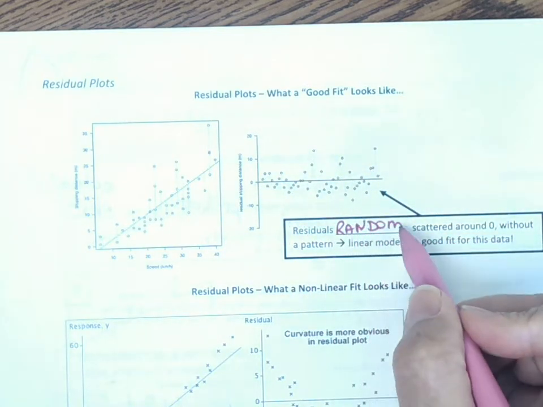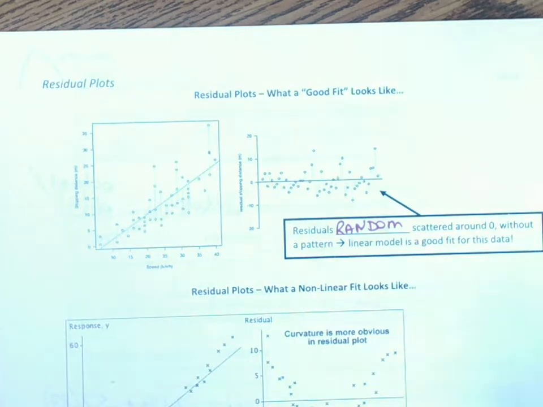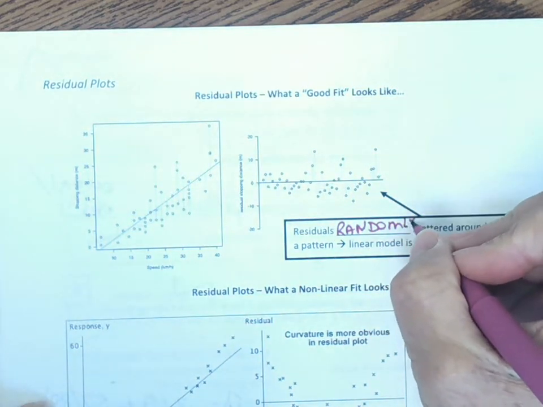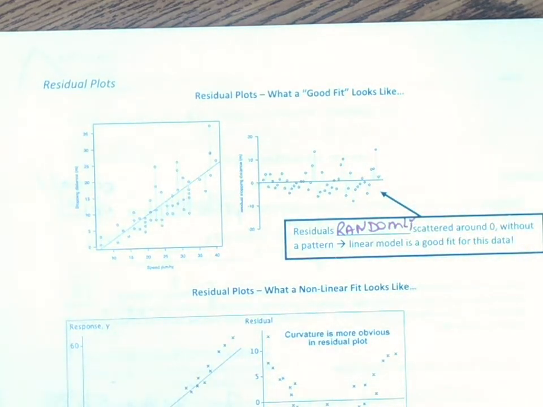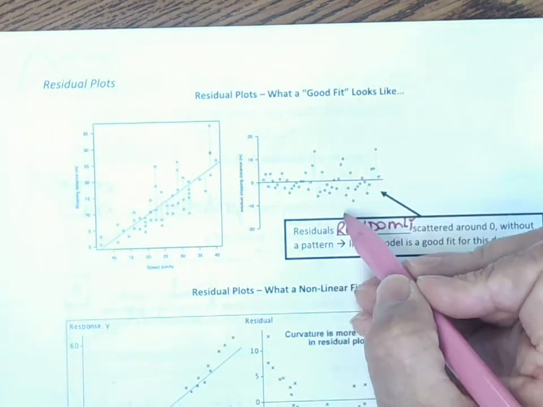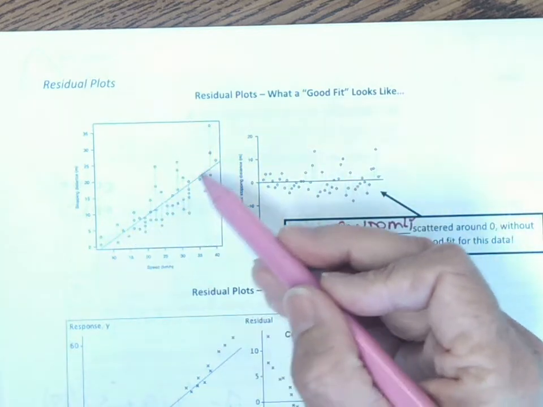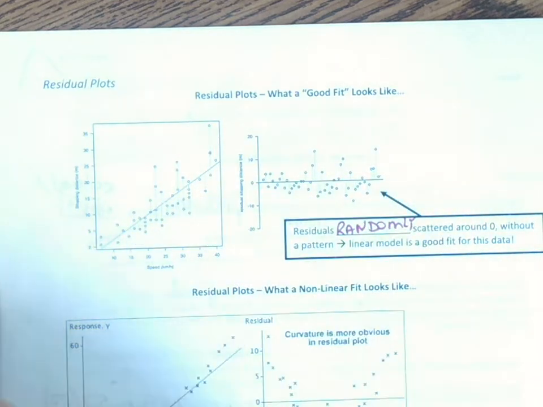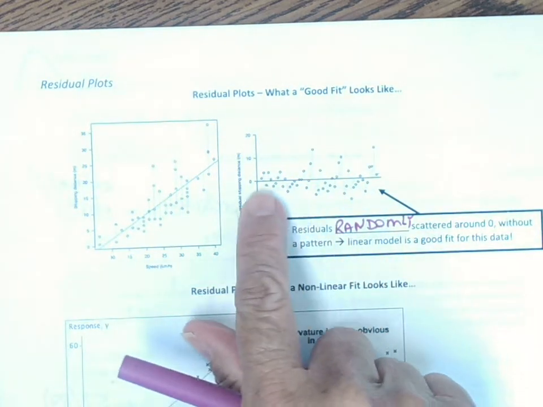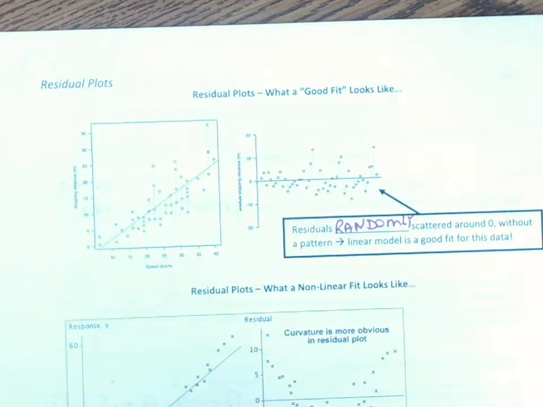Residuals should be randomly scattered around zero without a pattern. And if they are randomly scattered around the line y equals zero, that tells you your linear model was a good fit. So you want to see random data in your residual plot.